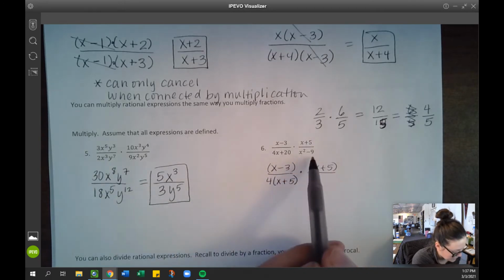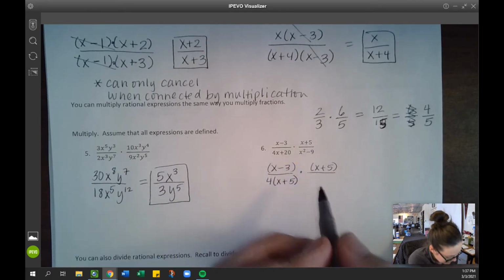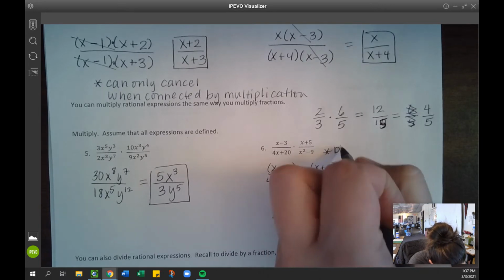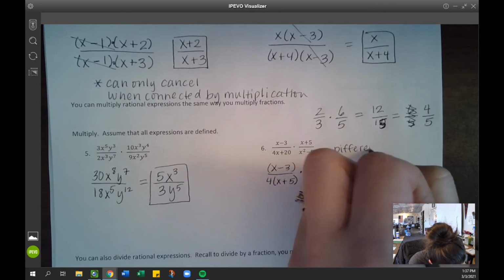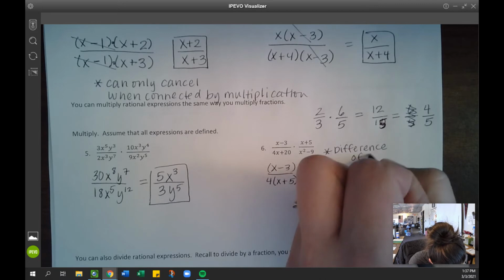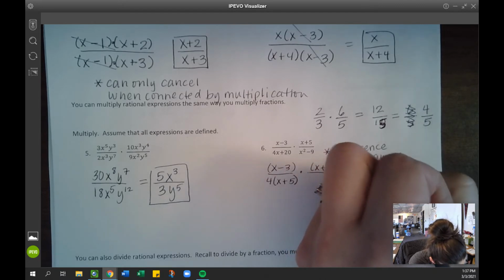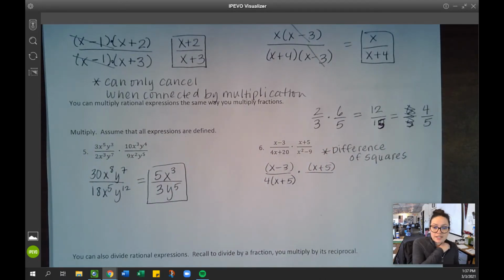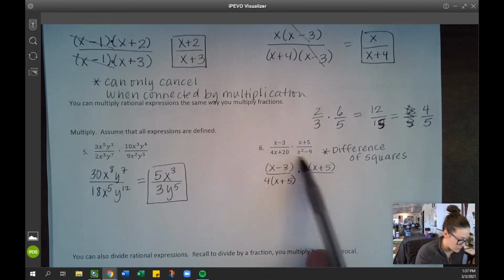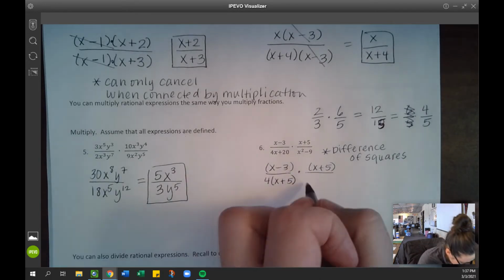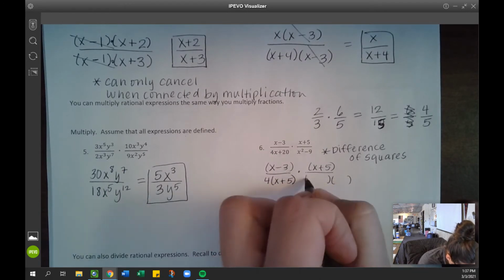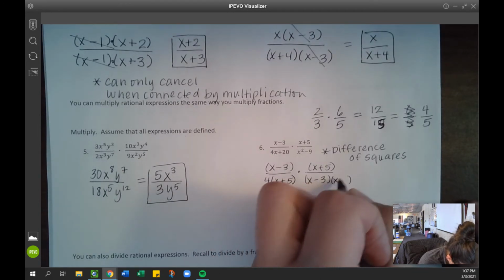X squared minus 9. Can I factor this one? Yes, this is a difference of squares. Difference of squares is going to come up a lot this unit. So you need to get comfortable with recognizing difference of squares and how to factor it. X squared minus 9 factors into x minus 3 and x plus 3.